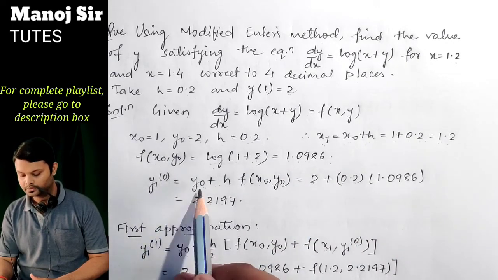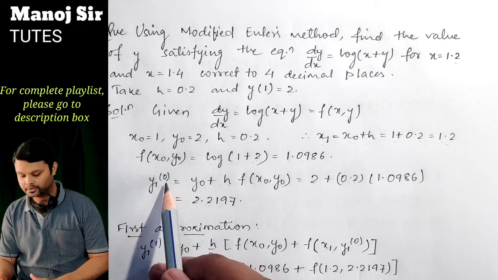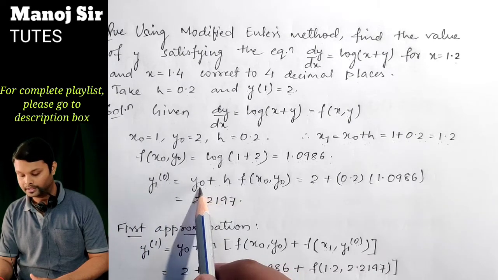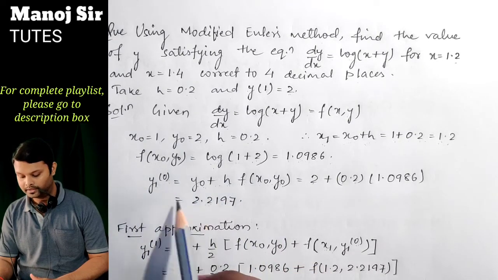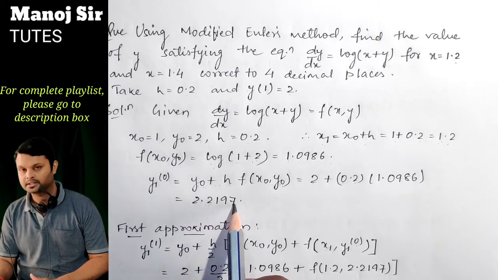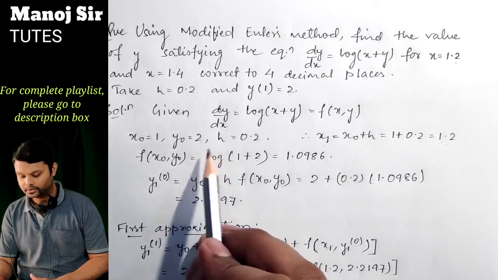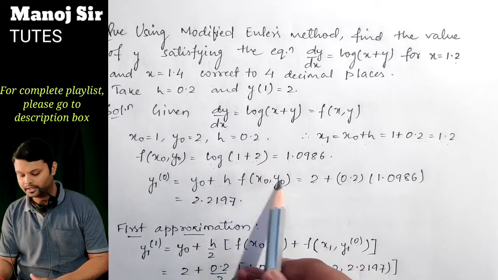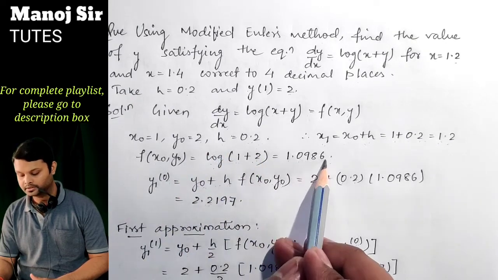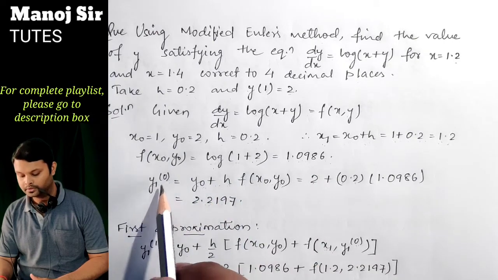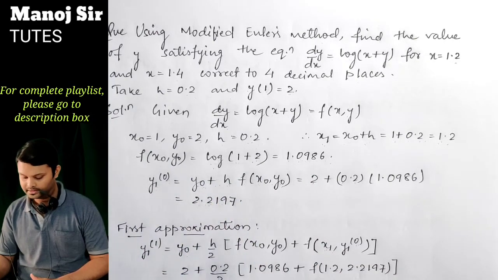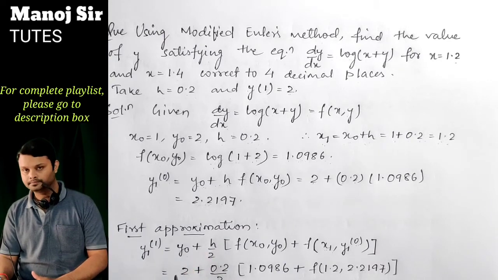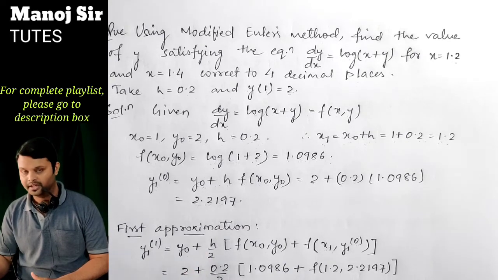So y1 naught, that is initial approximation, equals to, on calculating this you will get the value 2.2197. Okay, y naught value is here, h is already given in the problem. We have already calculated this, that is 1.0986. On calculating this, you will get y1 is equals to how much? 2.2197. After this, we'll find first approximation by the help of modified Euler's method.